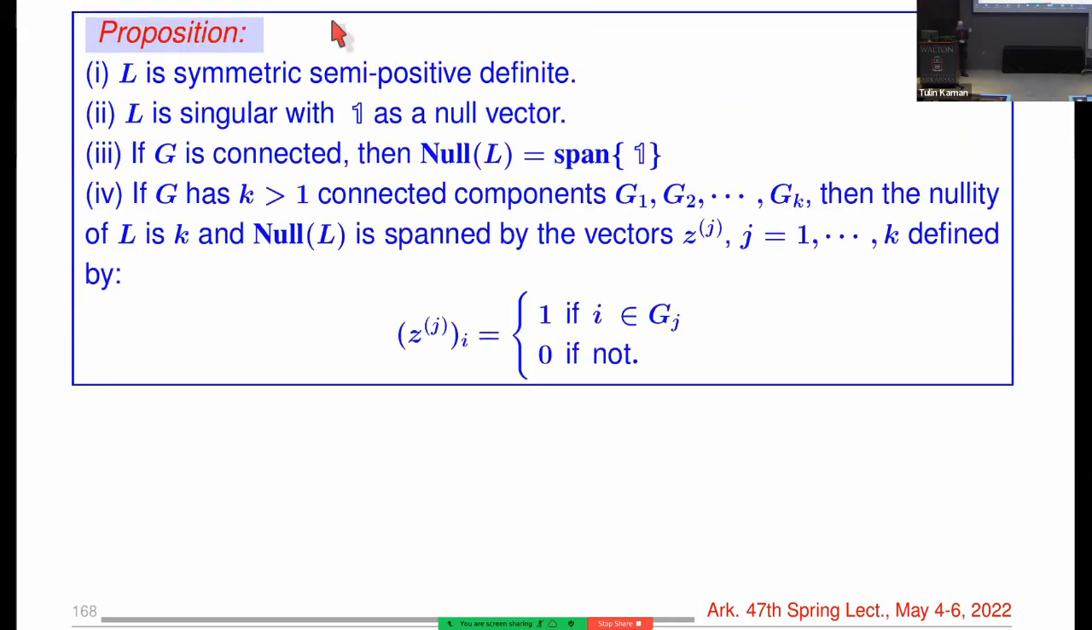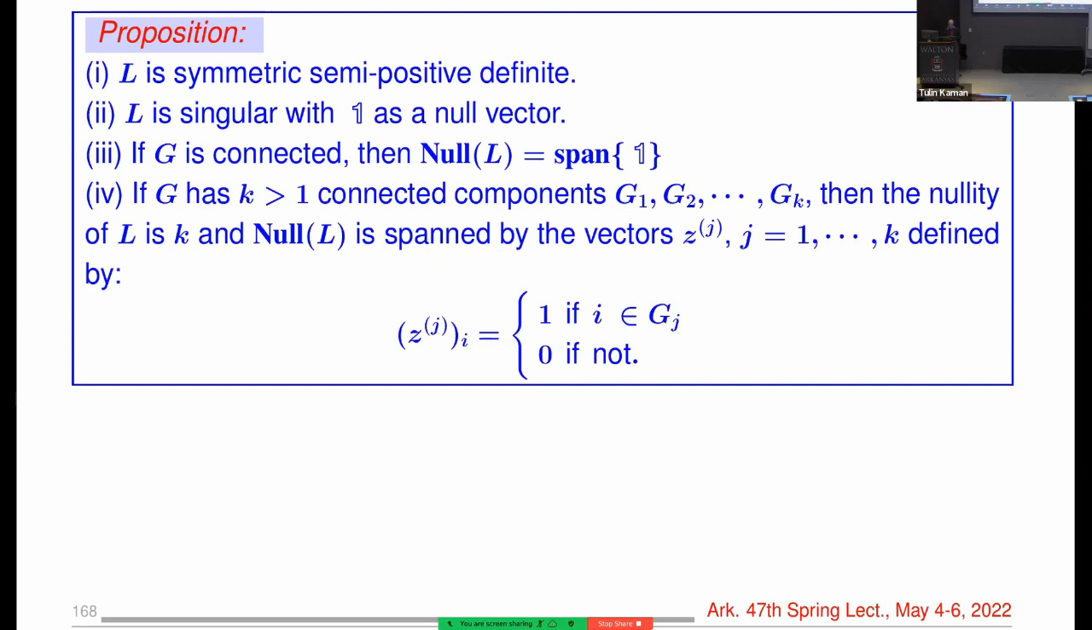So here is an interesting proposition. The graph Laplacian L is symmetric, semi-positive definite. It is singular with 1, the vector of all ones, as an eigenvector, as a null vector. If G is connected, so if you have no disconnection in the graph, then the null space of L is just the span of 1. So it's only one-dimensional, obviously, and it's going to be the span of the vector 1.